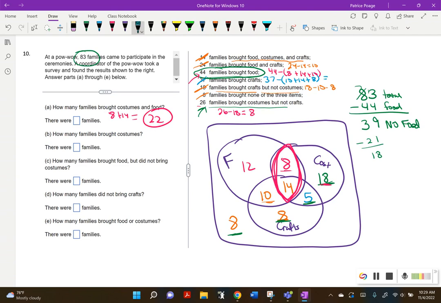All right. It says how many families brought costumes? So you just want to add up the entire costume circle. So 8 plus 18 plus 14 plus 5. That gives us 45. How many families brought food? So they're in the food circle, but did not bring costumes. So we're just talking about the 12 and the 10 right here.